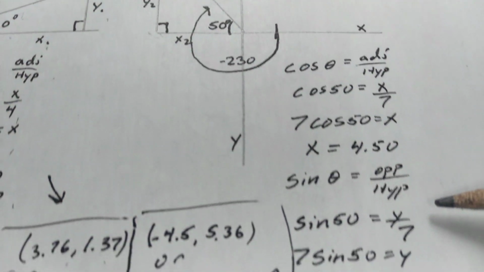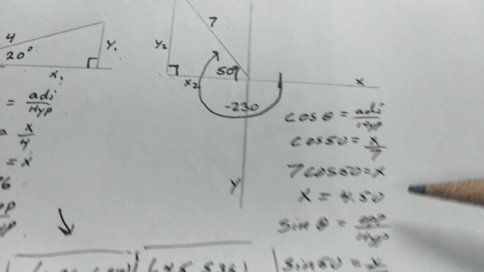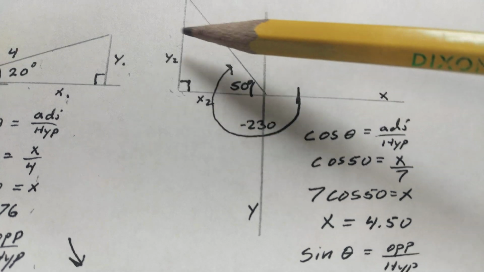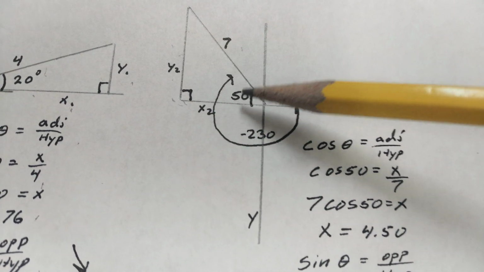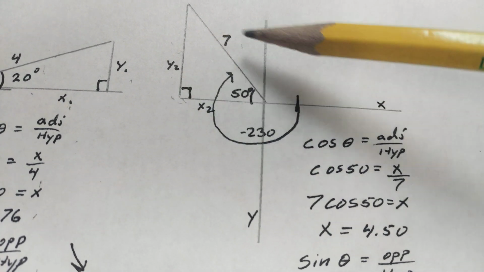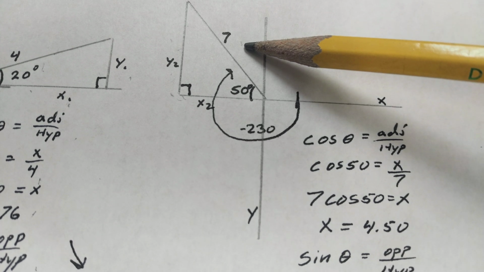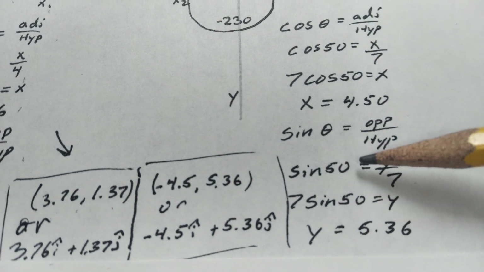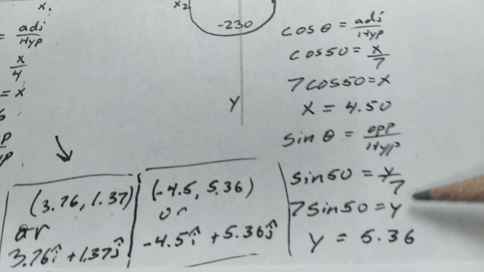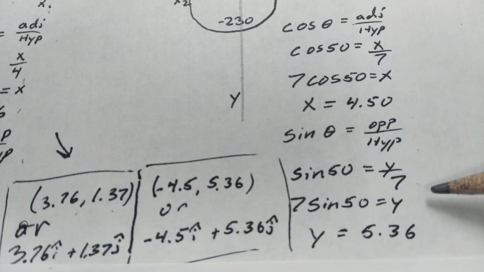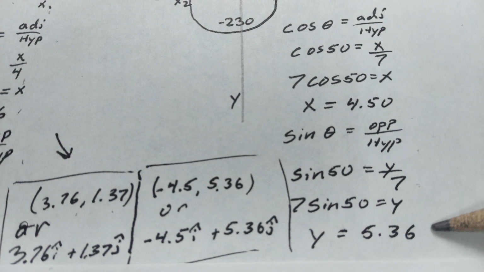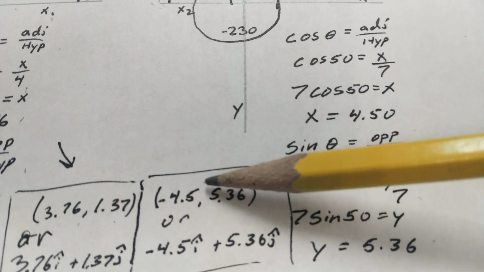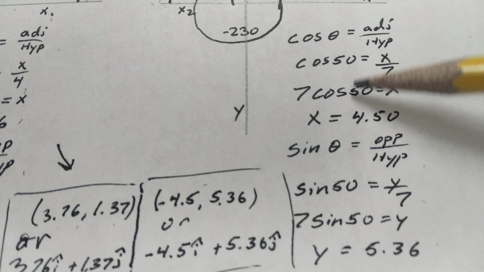I do the same for the sine, realizing that y is opposite to 50. Opposite of 50 is the y2, and 7 is the hypotenuse. Sine is opposite over hypotenuse. Y over 7 equals sine 50. Multiply both sides by 7, get 7 sine 50 equals y. Use the calculator and get 5.36. That gives me a value of negative 4.5. This is different than what I came up with here, which is a positive.